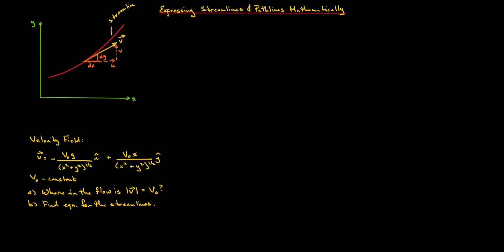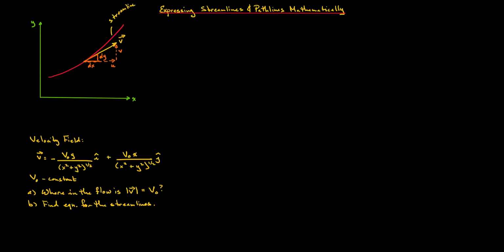Okay, that is, we know that a streamline is everywhere tangent to the local velocity vector. So given a velocity field, can we find the equations for these streamlines? This will give us a geometric representation of the flow. It'll give us a sense of what the flow is looking like.